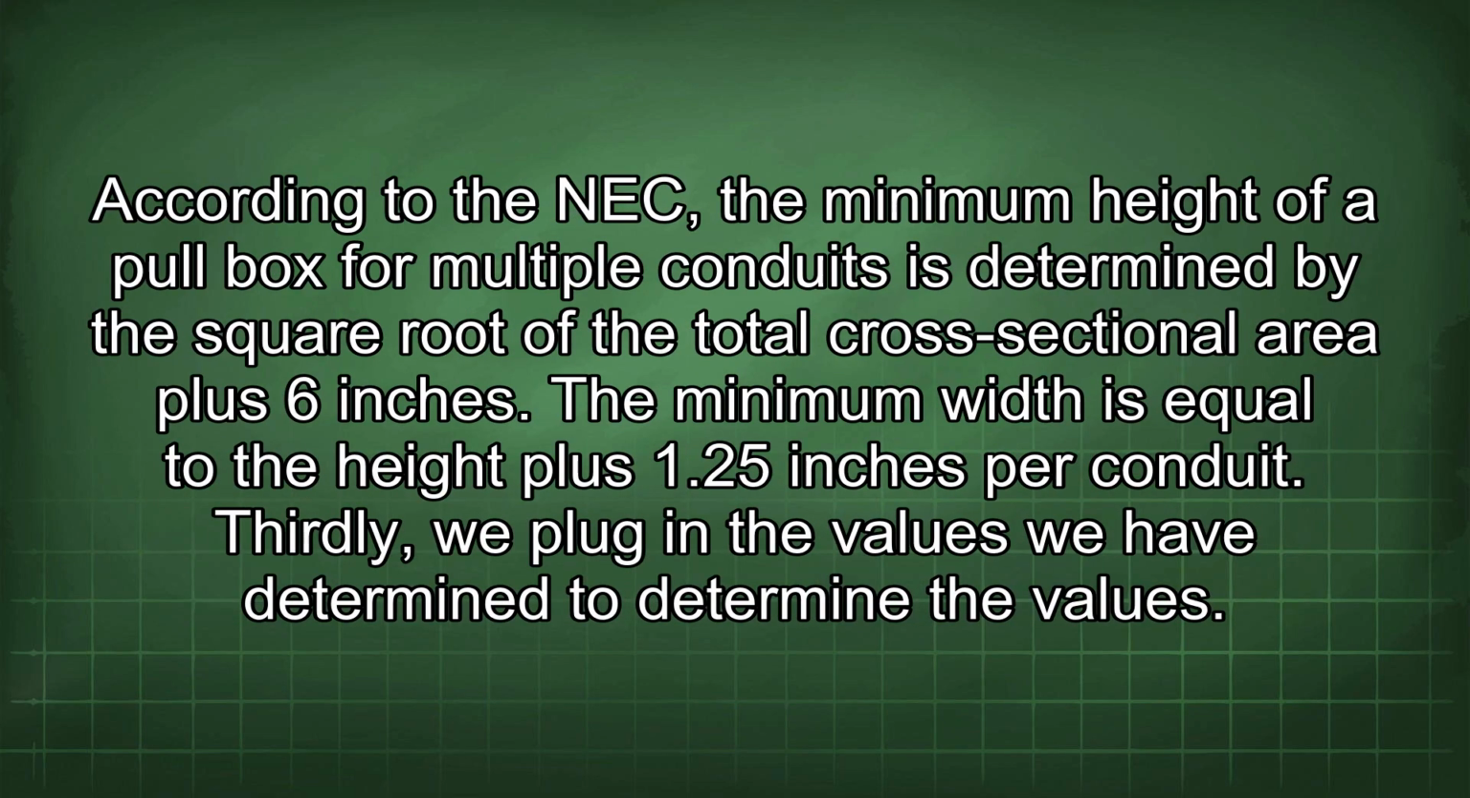According to the NEC, the minimum height of a pull box for multiple conduits is determined by the square root of the total cross-sectional area plus 6 inches. The minimum width is equal to the height plus 1.25 inches per conduit. Thirdly, we plug in the values we have determined to find the dimensions.